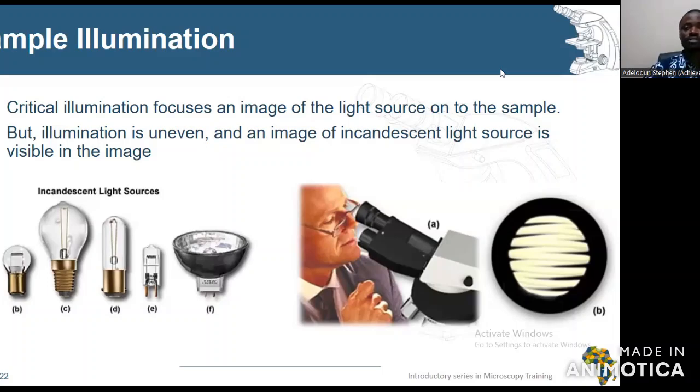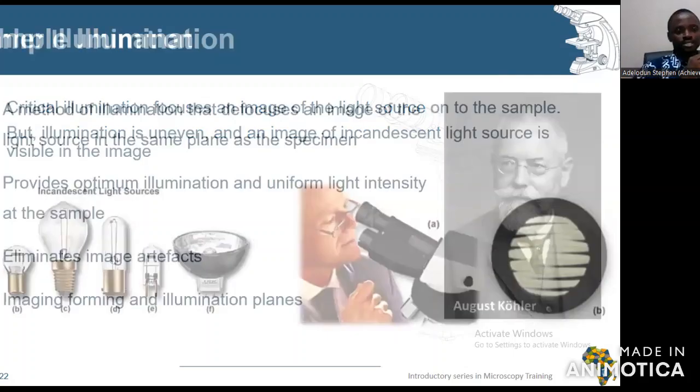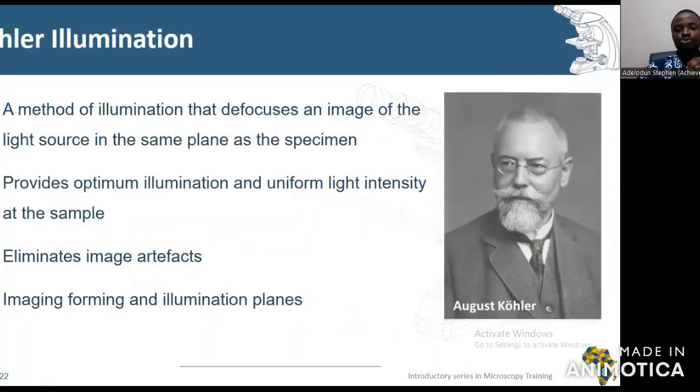The next is what is known as the Köhler illumination, thanks to August Köhler, who was a German scientist. What Köhler did to solve the problem of the critical illumination method was to adjust two components of the microscope. In essence, in the mechanism of how the microscope works, all the components are aligned on a single straight line.